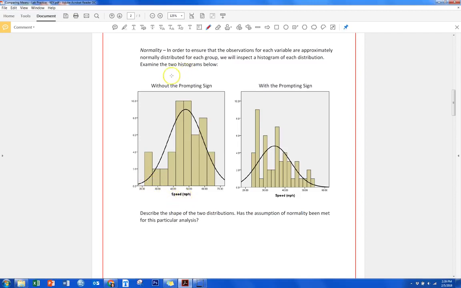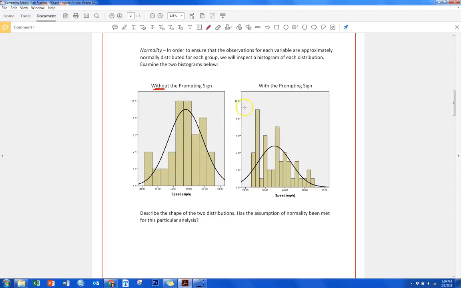In this case, with the first one, let's see here. This is the speed and the without condition. There were 50 different observations that took place before the sign was put up, and here is that distribution. The curve here is the theoretical normal curve, and we're going to be comparing the actual observations against this theoretical curve and talking about what we see.